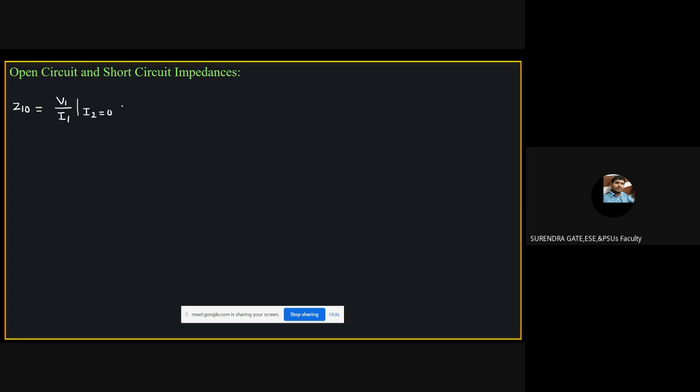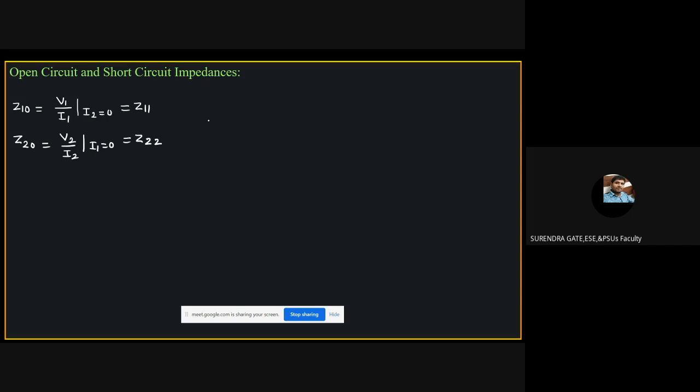Generally this is Z11. You know this formula for Z11. That is, the open circuit impedance equals Z11 in terms of Z parameters. What is the open circuit impedance at the output port? It is V2 by I2, but with the input port open circuited. Then this is calculated as Z22. This is the open circuit impedance.